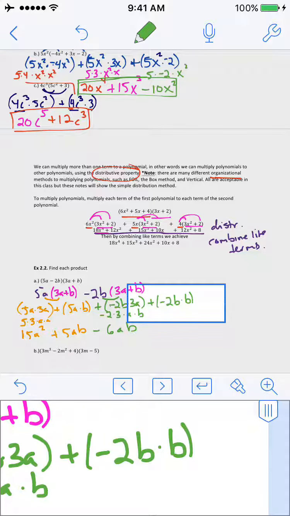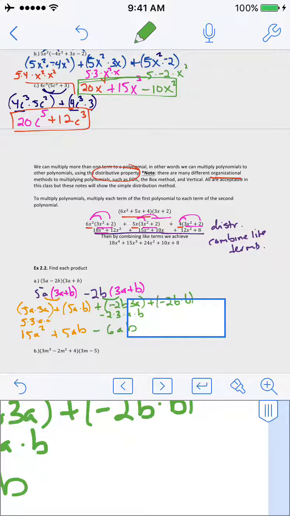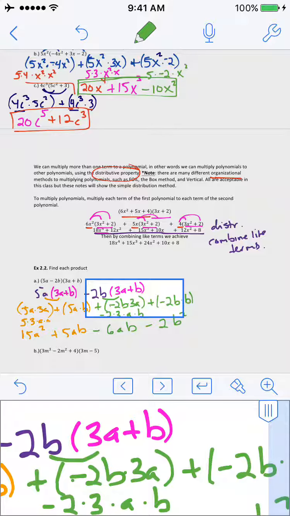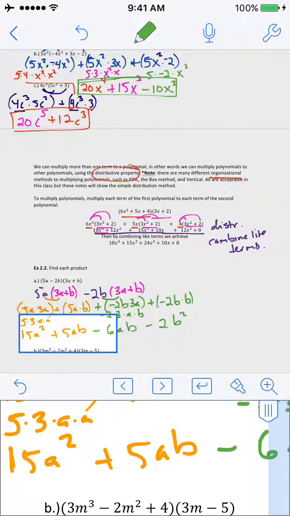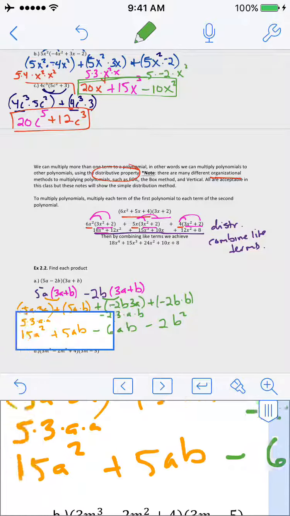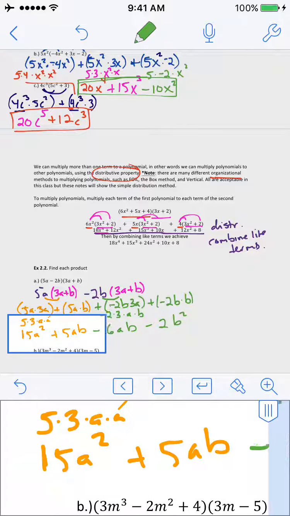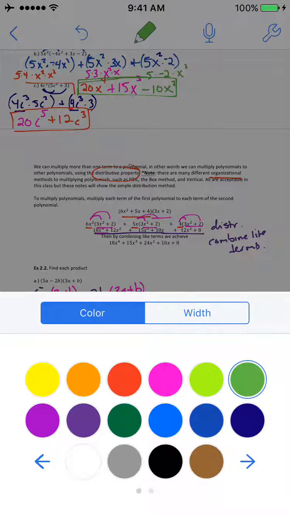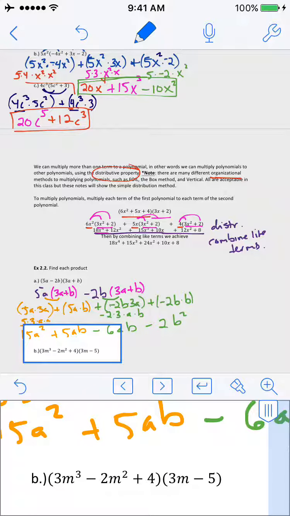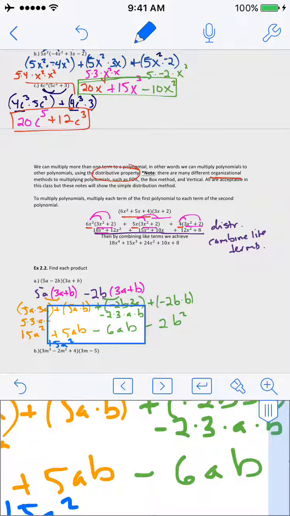Anyways, in the last one, I have negative 2 times b. Not much else to combine with the negative 2, but I get negative 2b squared. Alrighty. And that was the second monomial, right? Now I've got this string of monomials here, and I just look to see if I have anything that I could combine. Well, I don't have any more a squareds, so my a squared will stay the same, 15a squared.